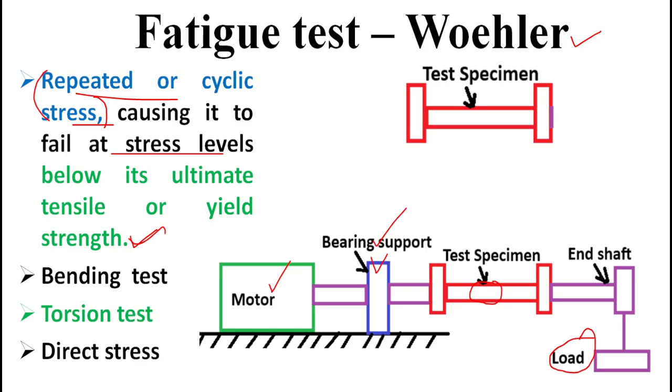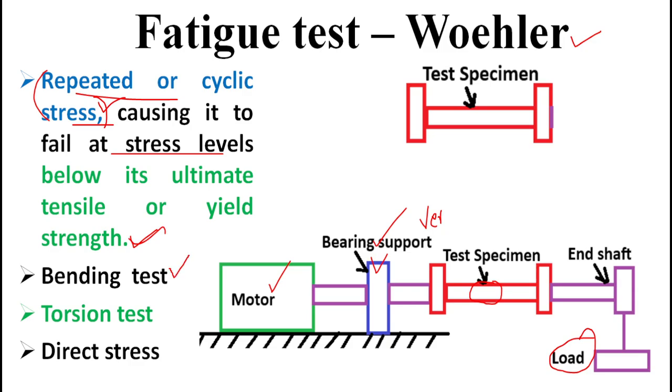In this fatigue test there are two conditions: one is very high speed, speed with load. Only then can we create the cyclic load. This testing is mainly carried out for cyclic load conditions, so high speed with loading condition. This is the repeated or cyclic stress.